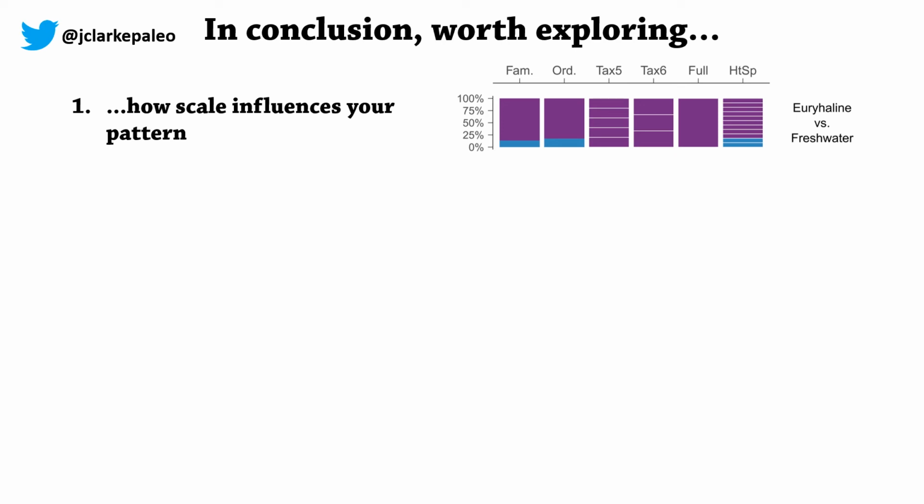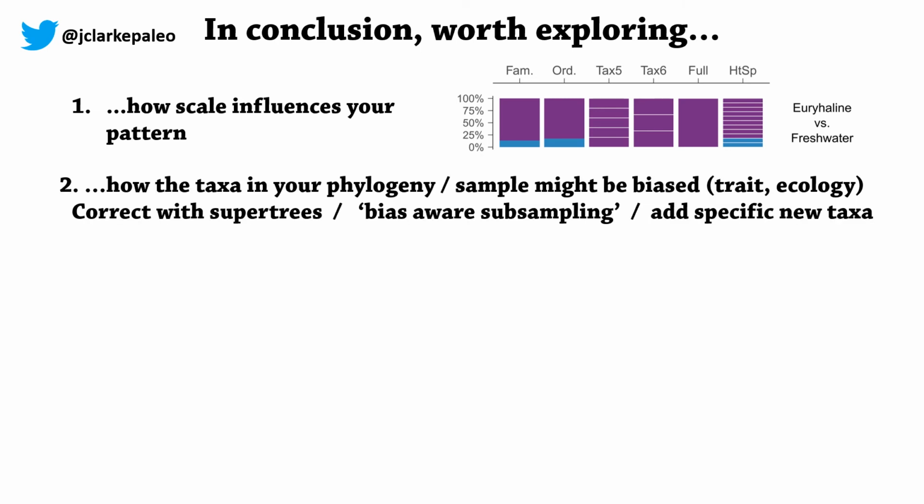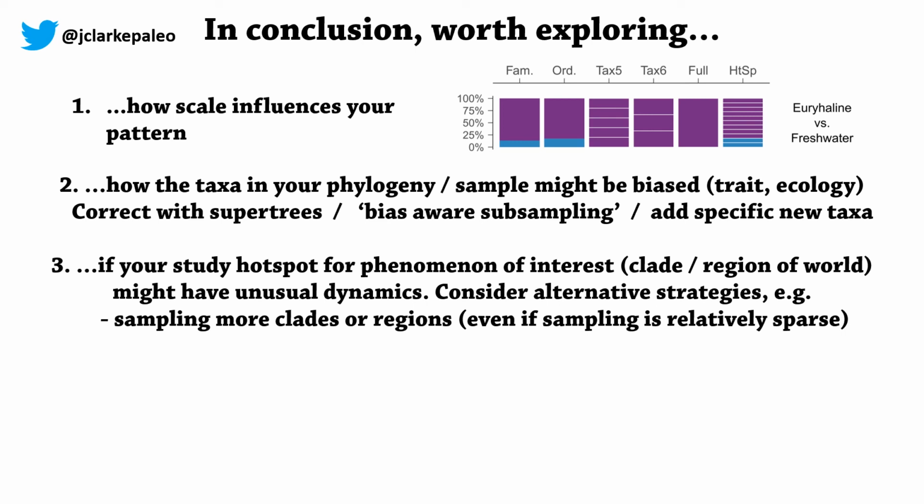So in conclusion, it can be useful to explore your pattern at different scales, and the importance of scale is likely to vary wildly with the question you're looking at. For me, it was consistent, and I found this visual quite helpful. Where possible, it can be useful to consider the biases that can exist in your data, document them, see if they influence your result. Some issues could be corrected with use of supertrees or kind of bias-aware subsampling. And I also found it helpful to think about evolutionary or macroecological hotspots and how, because they're so special, they might actually be more prone to show these unusual dynamics.